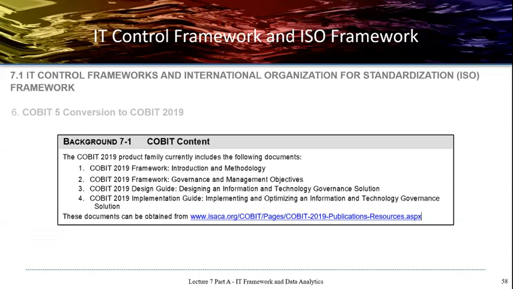The COBIT 2019 product family currently includes the following documents. Go to the website: framework, introduction and methodology, then governance and management objectives, design guide, and implementation guide. All of these resources can be obtained from the site mentioned on the slide.